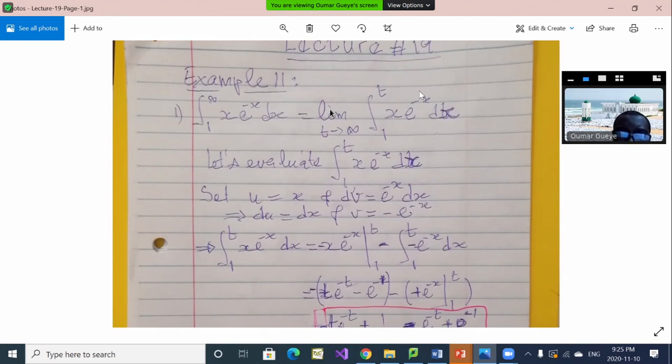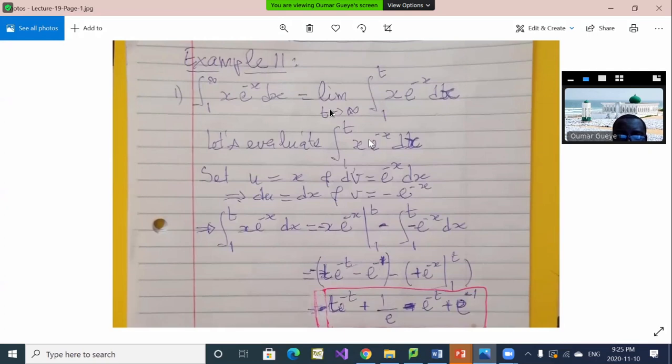Now, as I told you, you're going to calculate your integral first in terms of t, and when you get it, you let t approach infinity. So I'm just focusing on the integral, and I'm going to apply the limit later when I get my integral. Okay, so let's evaluate the integral here, and you notice the integrand is a product of two functions, so we can try to see if it's possible to use integration by parts. To do so, I'm going to set u equal to x and dv equal to e to the power negative x dx.